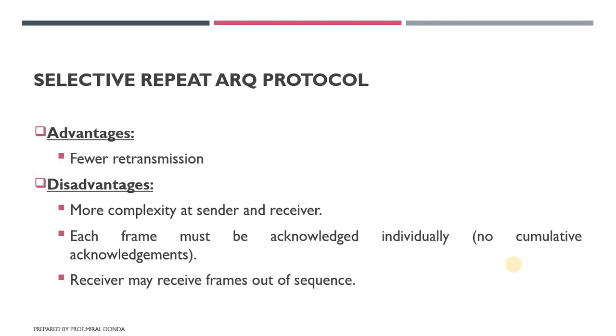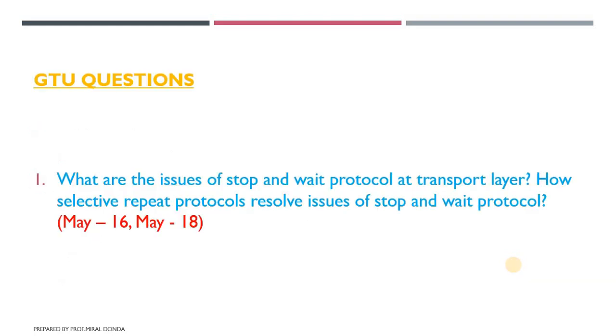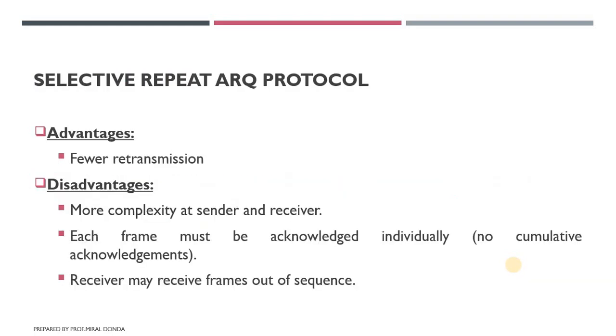Next are the advantages. Fewer retransmissions is the main advantage. The disadvantages are more complexity at the sender and receiver, each frame must be acknowledged individually, and the receiver may receive frames out of sequence. These are some disadvantages that we need to handle while using the selective repeat ARQ protocol.